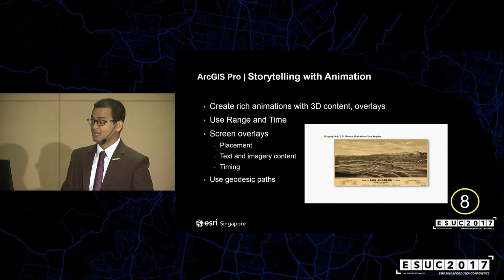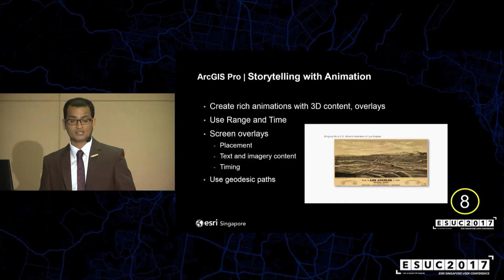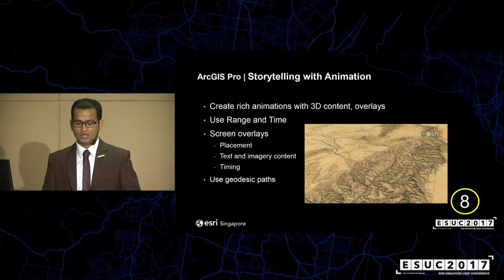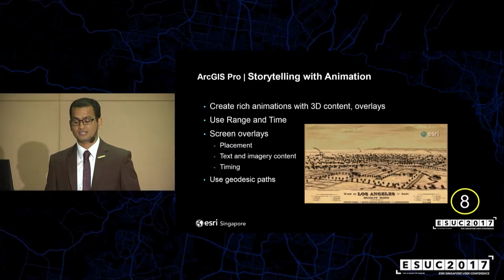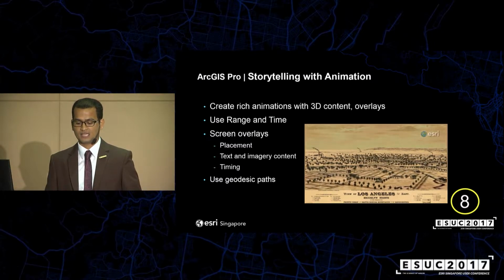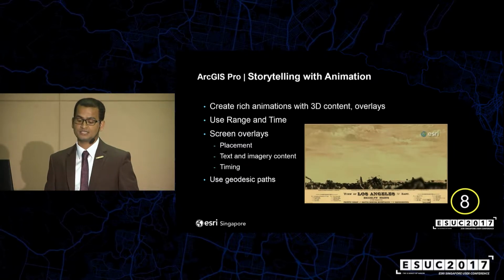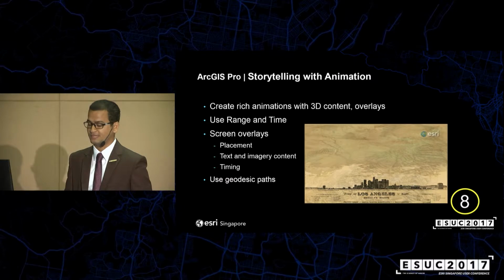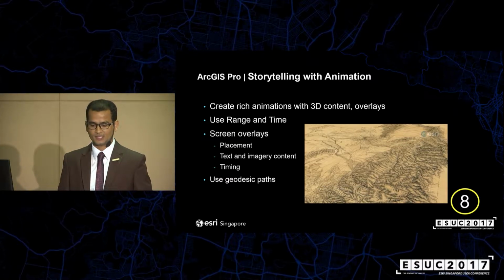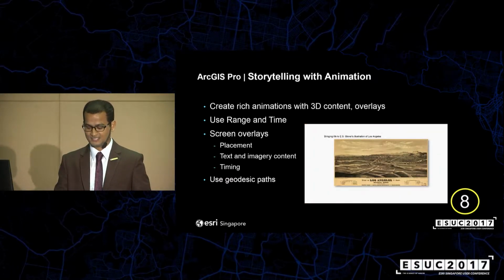Number 8 is the animation in 3D, and it's also in ArcGIS Pro 2.0. You can overlay your images and text as you create your videos on screen captures. And geodesic paths are now supported for a more realistic representation. So this is my number 8 item.